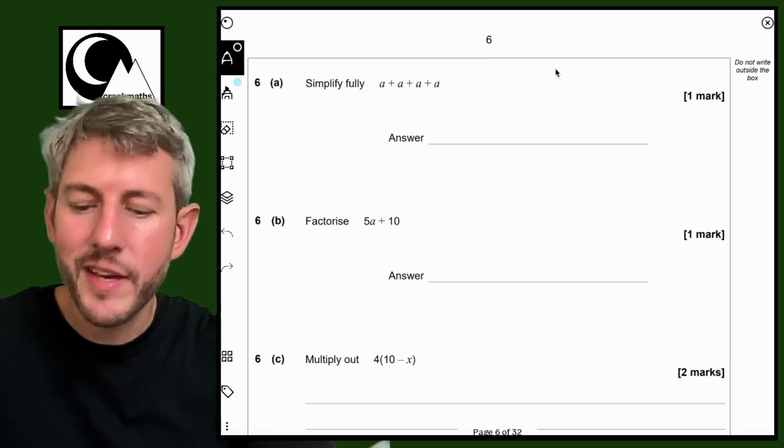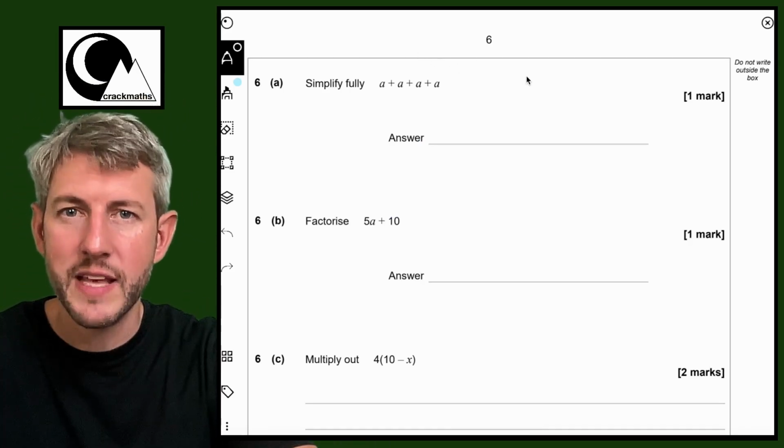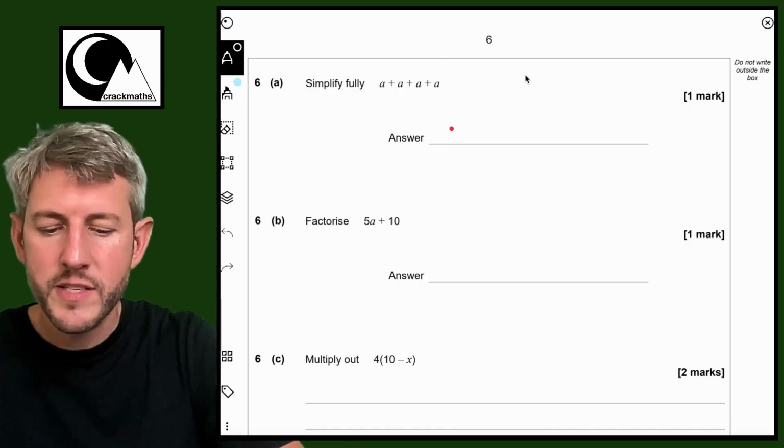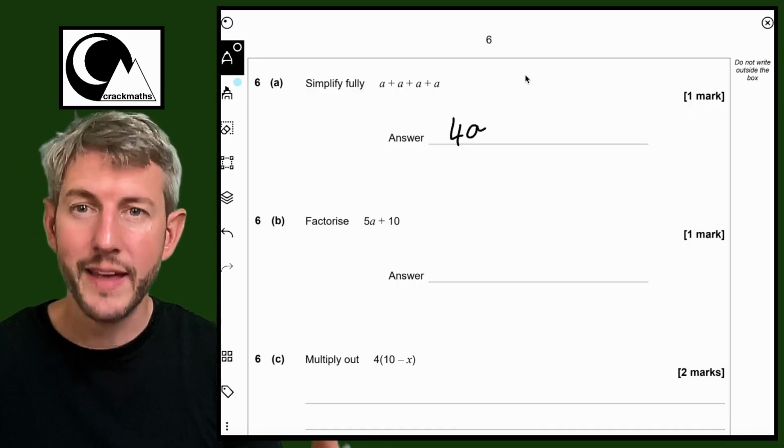Right, question 6. Simplify fully A plus A plus A plus A. So that means we've got 4 A's. So we'd write that 4A, okay, because that means 4 times A. We've got 4 A's there.